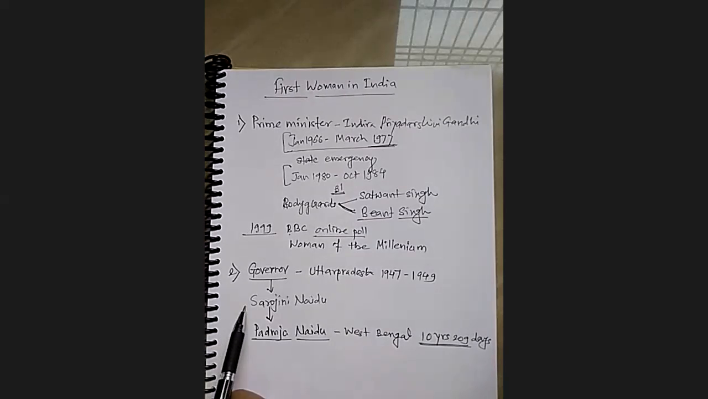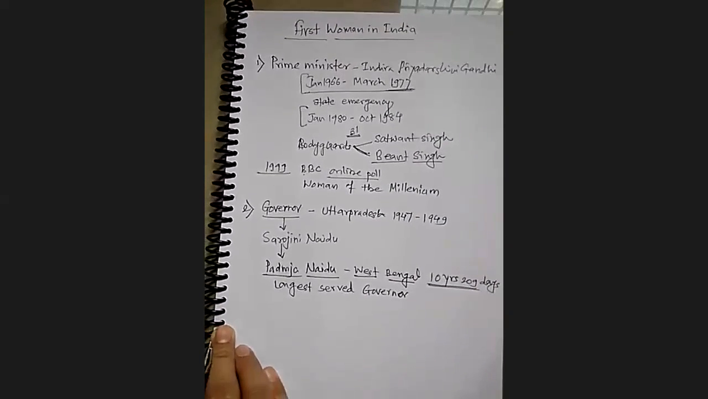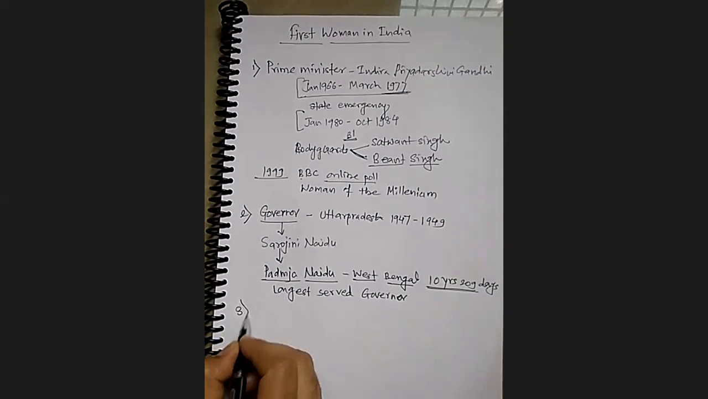So Sarojini Naidu herself was the governor of one of the states. That was the first woman governor of India. And her daughter was also the governor of a state, serving the longest. So Padmaja Naidu was the longest serving governor, and this is for West Bengal. So this is about the second and third woman we can consider. Then we have the third woman.